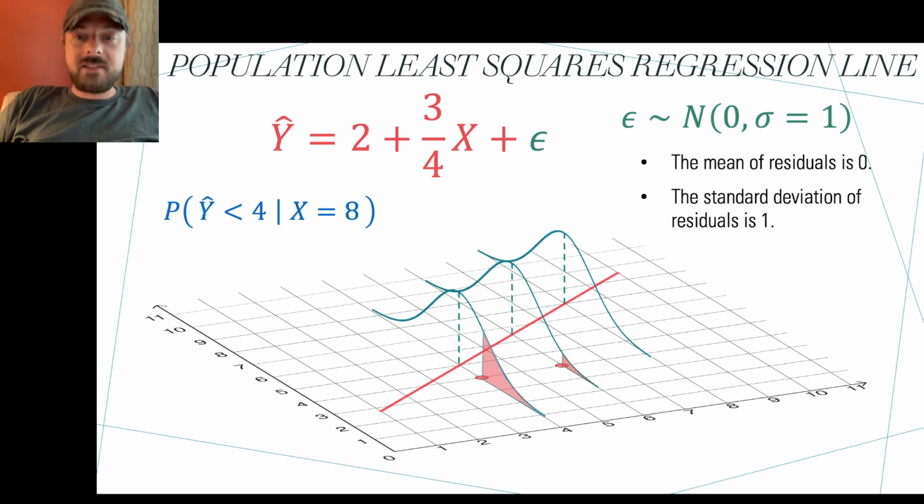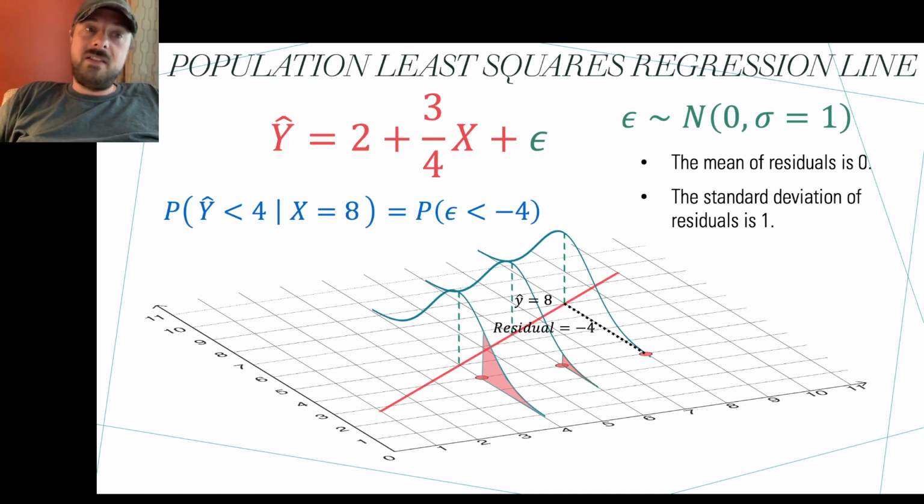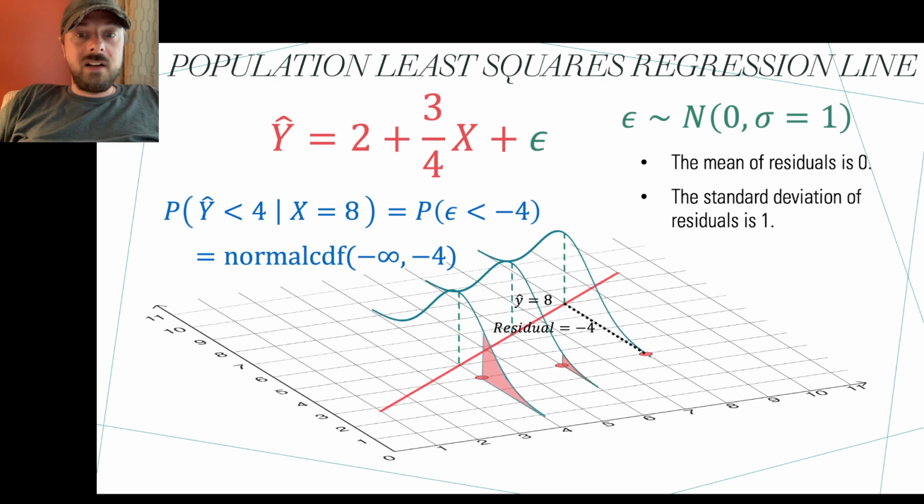Well, you can see where this is going. If x equals 8, what's the probability of getting a y less than 4? Well, y hat equals 8 is our prediction. 4 is a residual of -4, and in this situation, what's the probability the residual will be less than -4? About 0.003. Did I have enough zeros there? 0.000032. Virtually impossible. Not actually impossible, but extremely unlikely to occur.